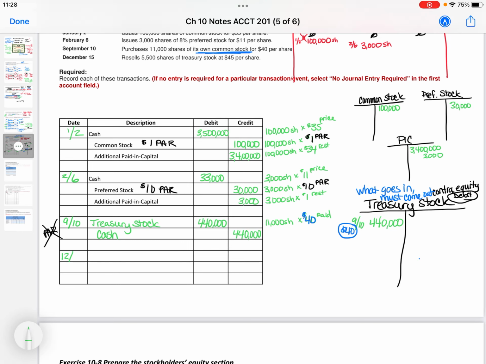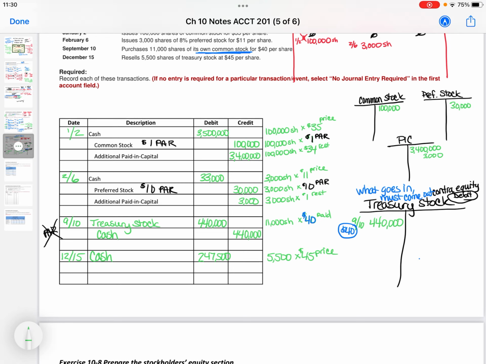On December 15th, we now are going to sell some of those shares of treasury stock. So we've got, of course, cash. We're going to collect cash. We'll take those 5,500 shares that we're going to sell back, and we're selling them at $45. So of course we got to use that sales price, $45. This is to determine cash. So when we multiply this out, we're getting in cash $247,500.